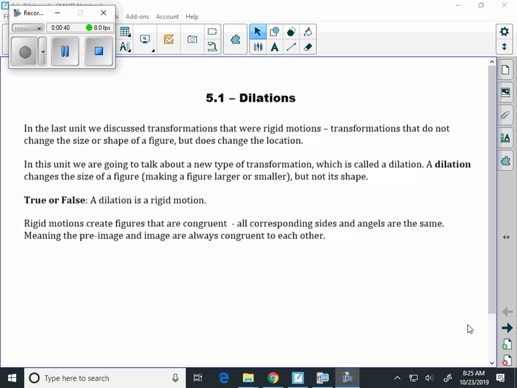And then we're going to talk about the dilations now, the new type of transformation called a dilation. If you think of getting your pupils dilated, that makes the pupils bigger. And in math, with dilations, we can make the figure bigger or we can make it smaller. We still don't change the shape. And the thing is that a dilation, because it does change the size, is not a rigid motion.